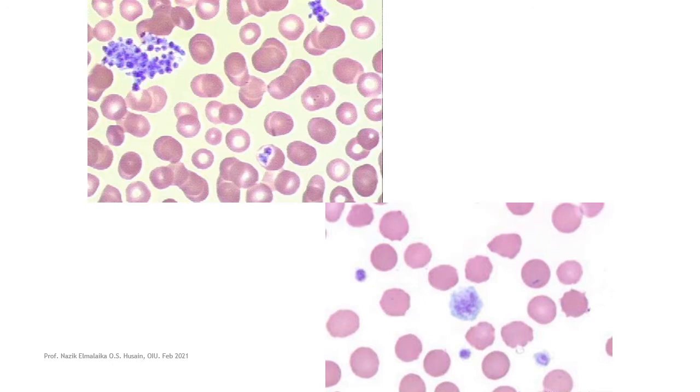Not only disorders of the red blood cells, but also the platelets. In this case, there are multiple platelets aggregated together in one place, and this is a disorder of function. In this case, there are large platelets, and this is also an inherited disorder that contains giant platelets.